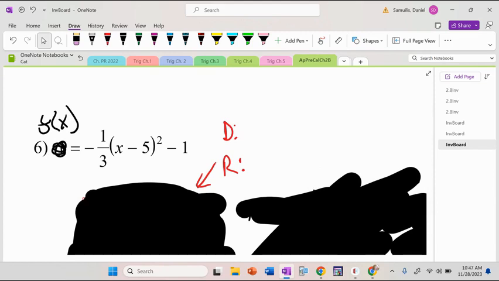And then come up. This should be a fast one. Restrict the domain, and then find the range of the following. And then throw your marker here.